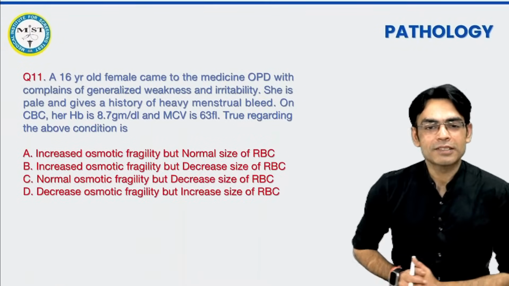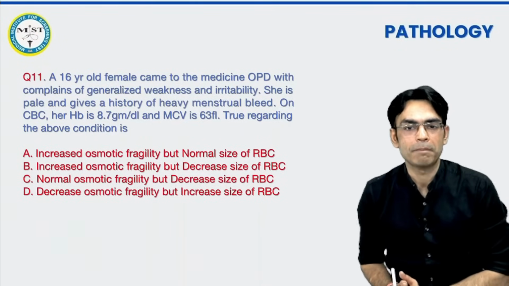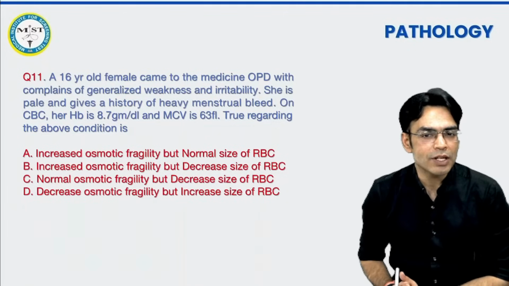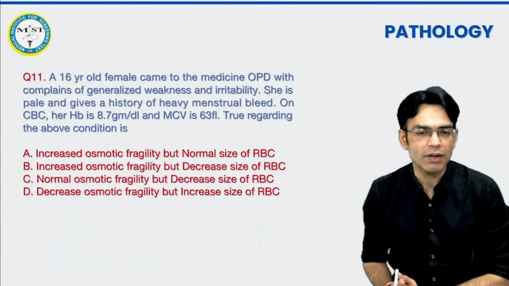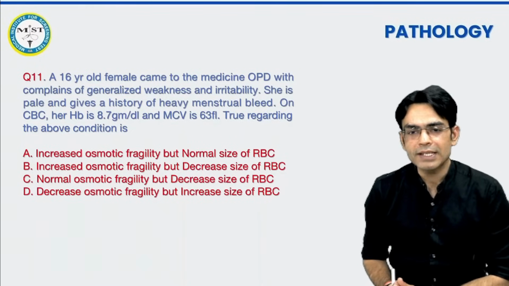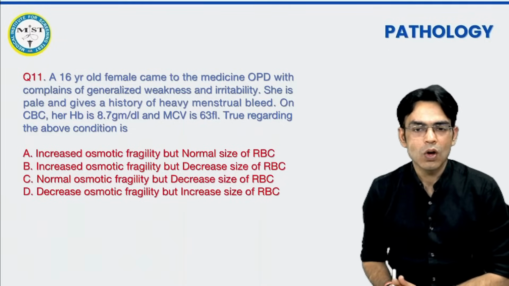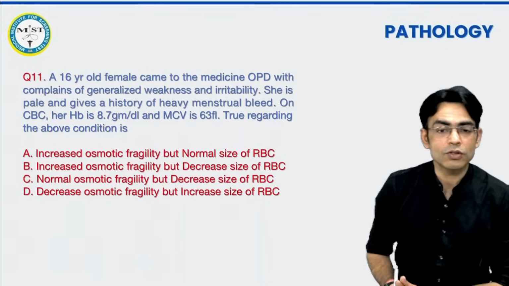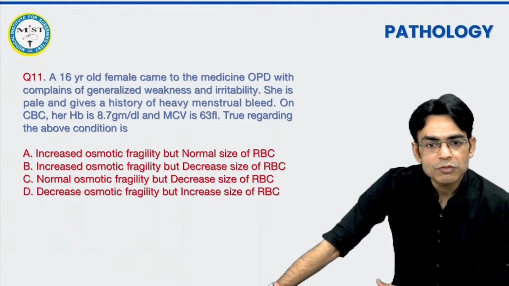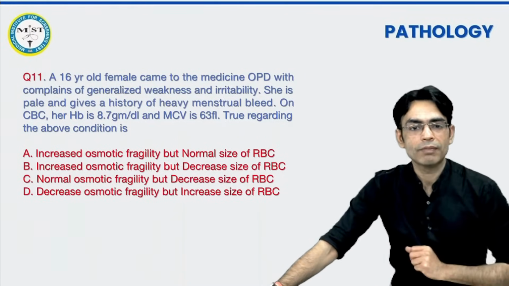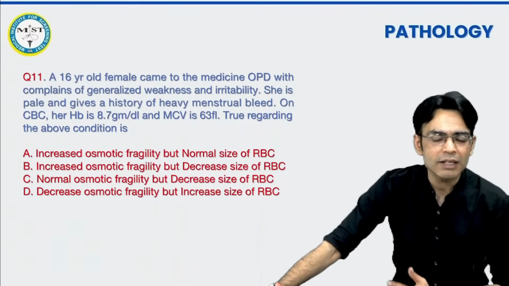चलो आ जाओ. A 16-year-old female came to the medicine OPD with complaints of generalized weakness and irritability. She is pale and gives a history of heavy menstrual bleed. On CBC, her hemoglobin is 8.7 grams per deciliter and MCV is 63 femtoliters. True regarding the above condition is: option A, increased osmotic fragility but normal size of RBC; increased osmotic fragility but decreased size of the RBC; normal osmotic fragility but decreased size of the RBC; and decreased osmotic fragility but increased size of RBC.